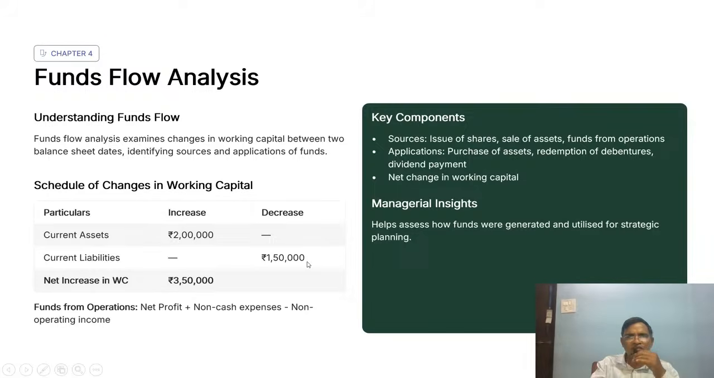The key components in funds flow are the sources: issue of shares, sale of assets, and funds from operations. We get income by issuing new shares, selling assets, and from operations. Application is the purchase of assets. What funds do we get? We purchase assets and we also repay the debenture money. We make that payment. Then net change in working capital. As a manager, it shows how the funds are generated and whether those funds are utilized properly or not. You come to know by this funds flow analysis.